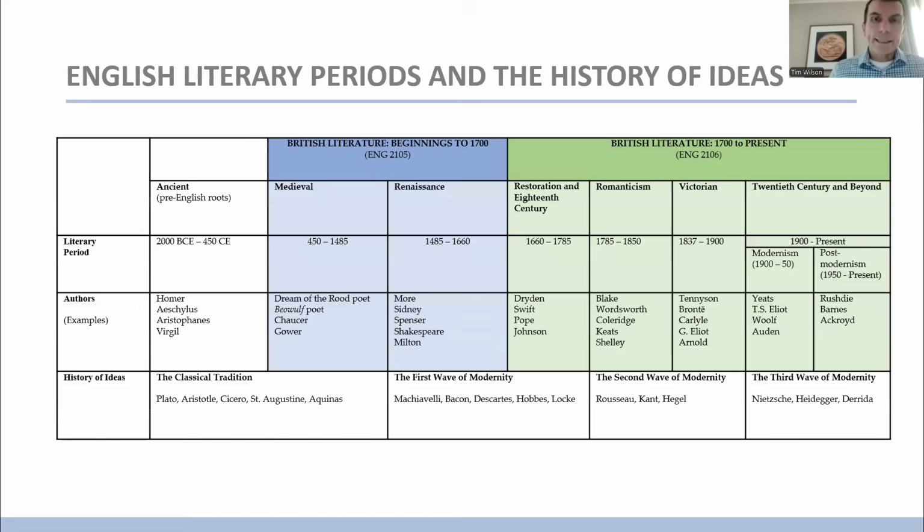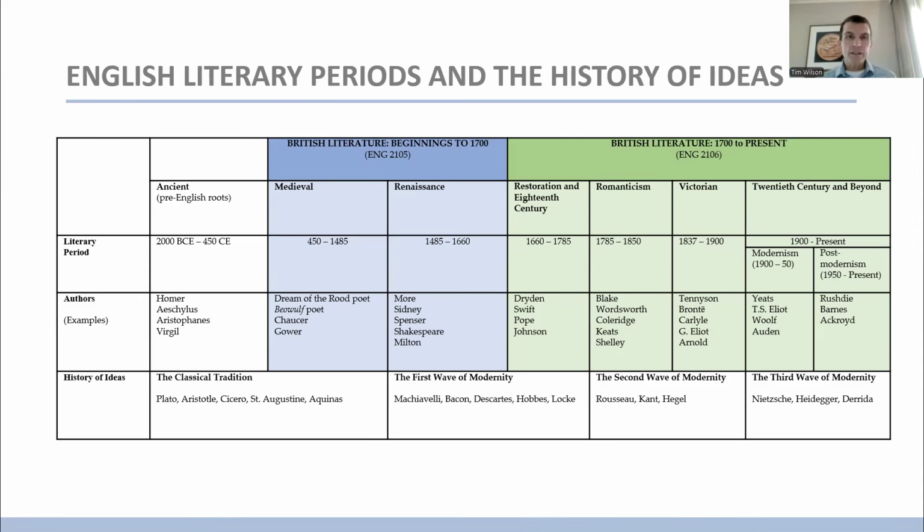So, what are we looking at in this slide? Starting with the left, kind of pre-English roots, ancient literary works of the classical tradition. So, Homer, Aeschylus, Aristophanes, all the literary authors of the Greek tradition, but also later of the Latin tradition under the Roman Republic, then Empire: Virgil, and other authors like Seneca, whom I haven't listed here. That is the most influential tradition for English literature.